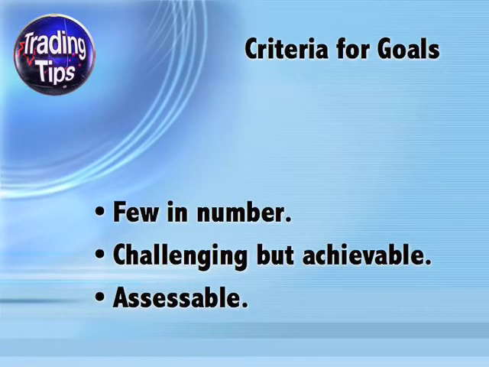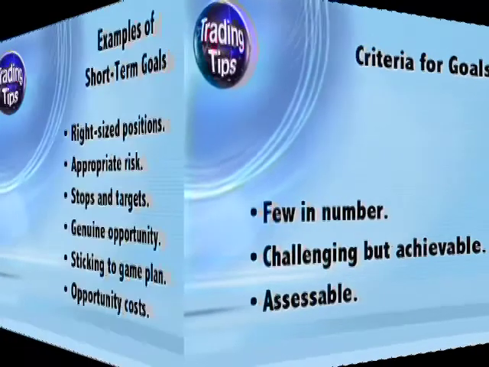First, the criteria for your goals. They need to be few in number, 5 or 6 maximum for short-term goals, and maybe 2 or 3 for long-term. Next, goals need to be challenging but achievable. And finally, goals need to be measurable. If you can't measure whether you're successful or not, there's no point in setting the goal.